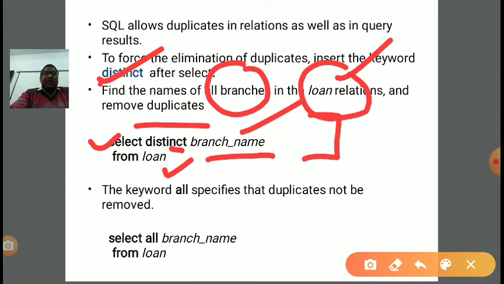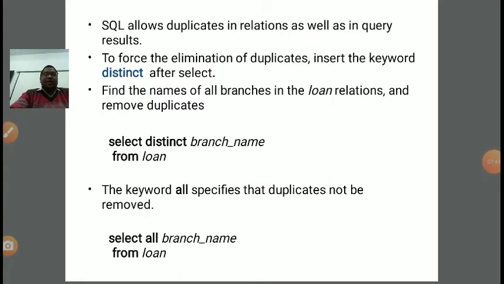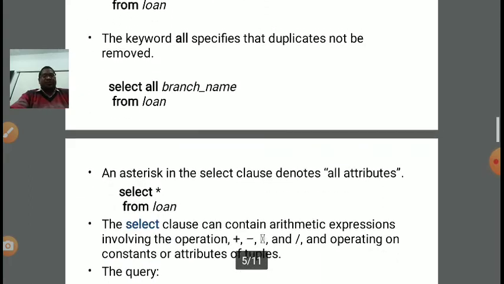Next, the keyword all specifies that duplicates are not to be removed. If we want to retain duplicate rows and duplicate tuples also, then in place of distinct we need to write all, right? So if we write select all branch name from loan, it will give all the duplicate values corresponding to branch name.